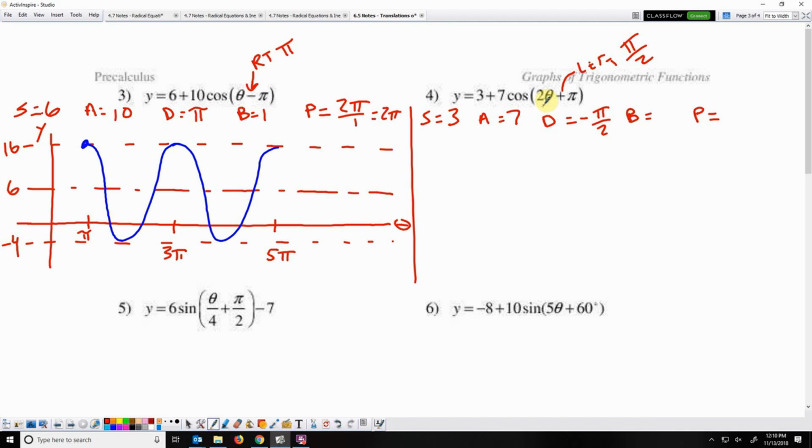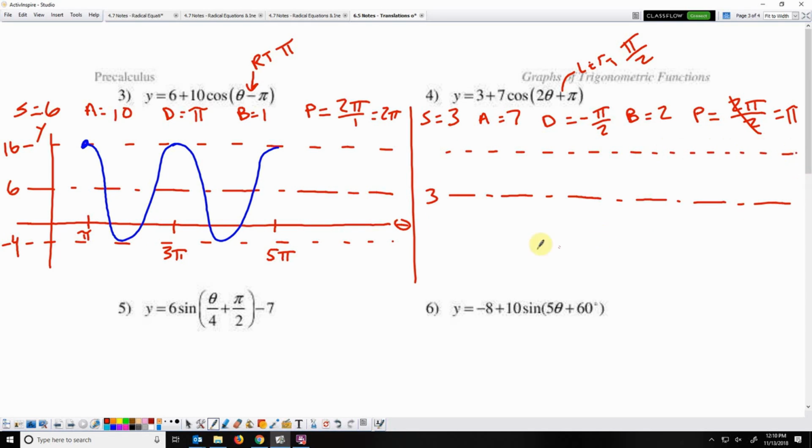B is 2. So the period is 2 pi over 2. Period is pi. So here's our center line, our sinusoidal axis. That is 3. Here's a maximum and a minimum. Our amplitude is 7. 3 plus 7 is 10. 3 minus 7 is -4. That puts 0 in between these, a little closer to 3 than it is to -4.